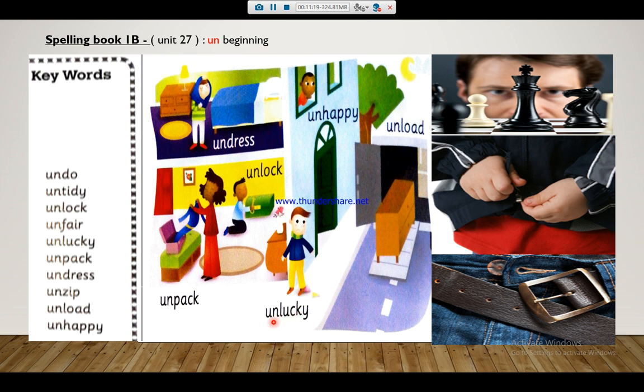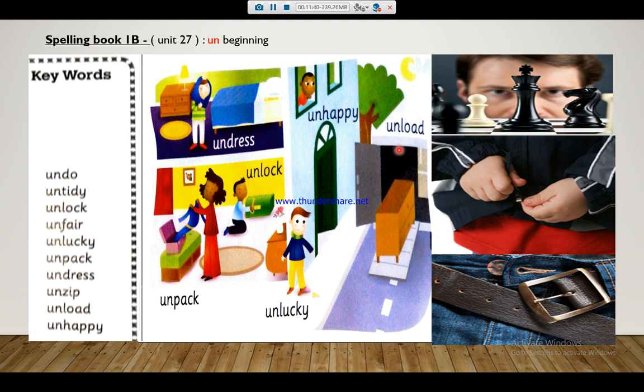And the boy is not lucky at all because his ice cream fell down. So he is unlucky boy. So his friend is looking at him and he's not happy for him. He is not happy for him. So he is unhappy, which means that he is not happy at all.